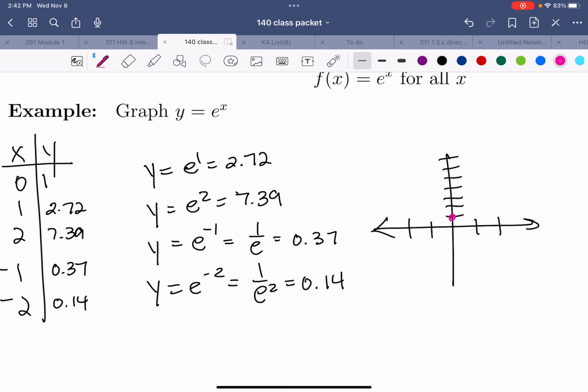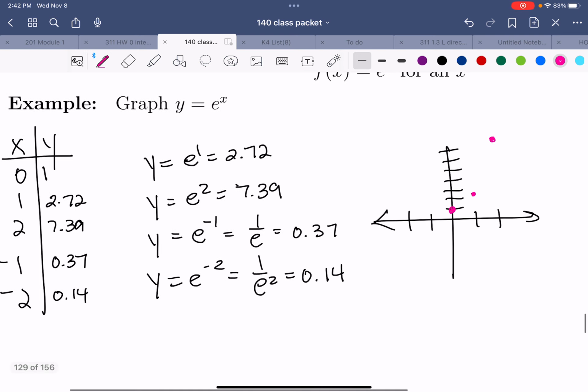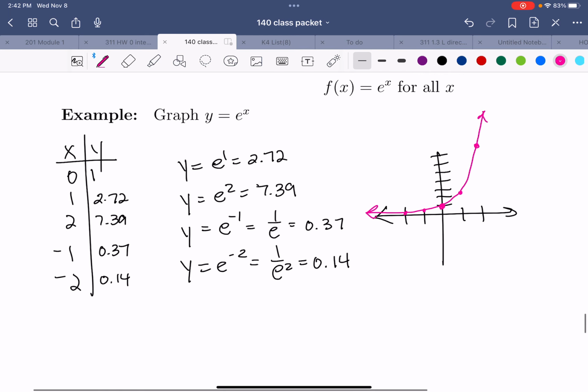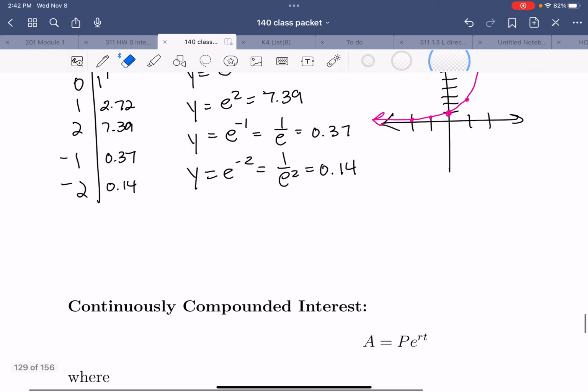And if we graph that, at 0, 1, we have a point. At 1 and 2.72, so maybe here. At 2, we're at 7.39, so up here. At negative 1, we're below 1. And at negative 2, we're pretty close to 0. So we get this curve right here. Very similar to what we saw up above, particularly because e is between 2 and 3. So it should look very similar to our 2 to the x and our 3 to the x.